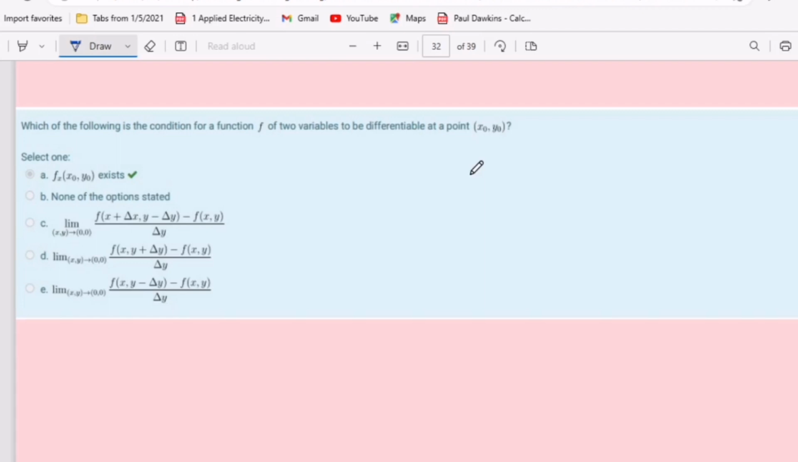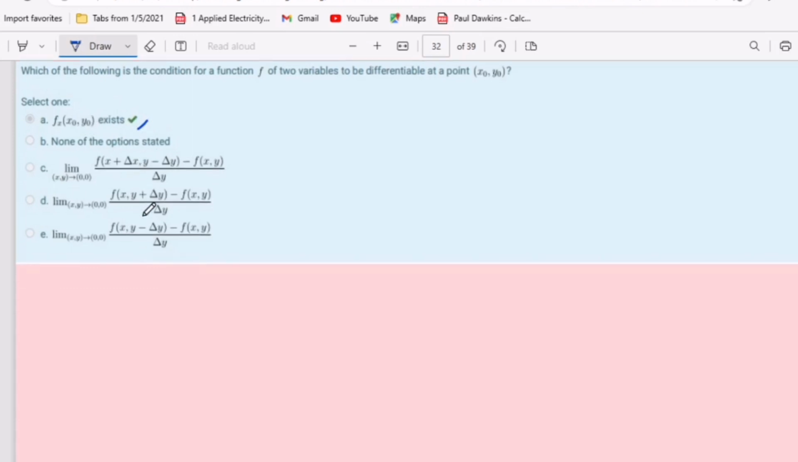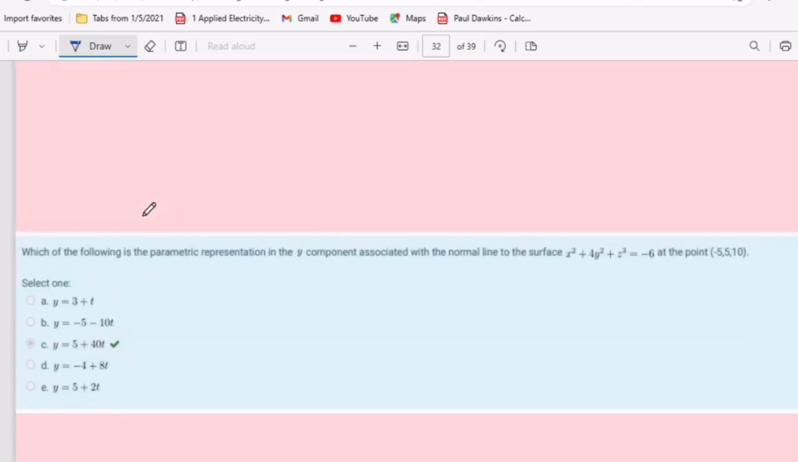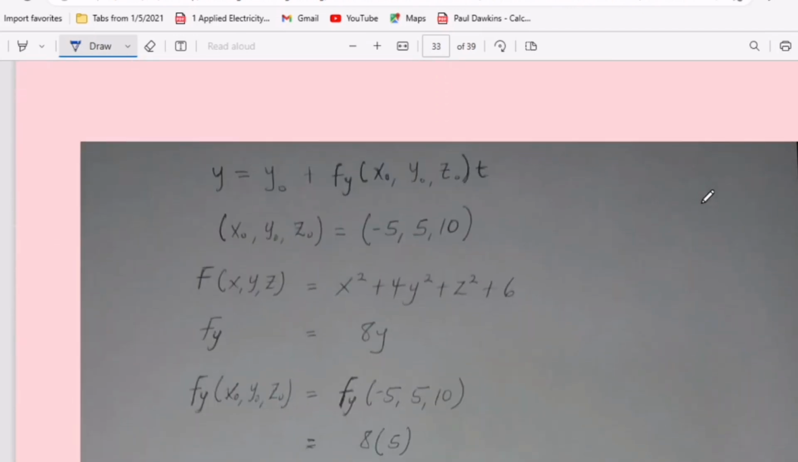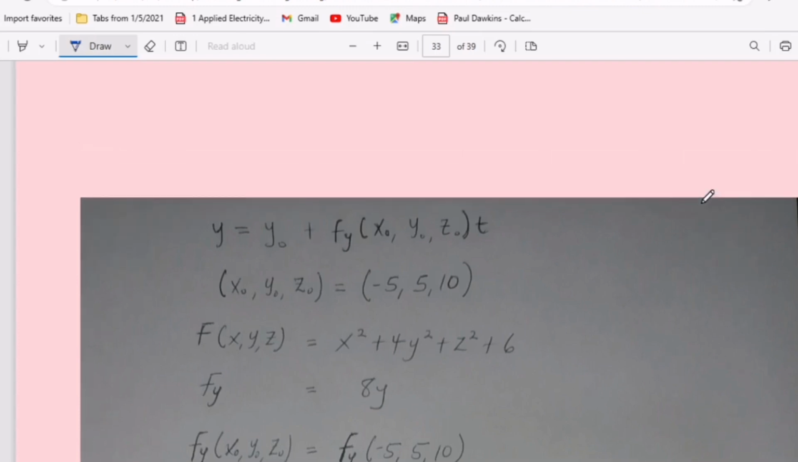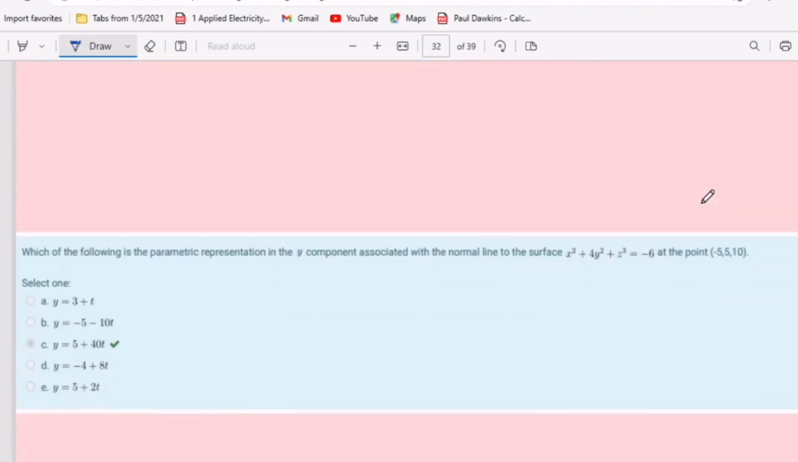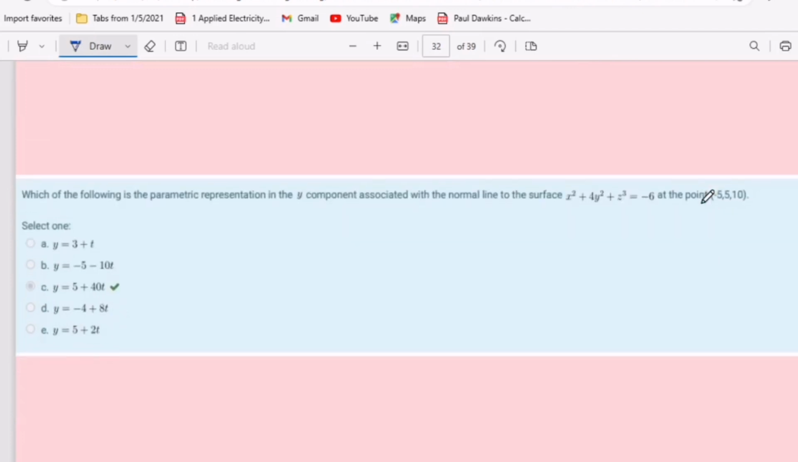Here it's just some concepts. Which of the following conditions is for two variables? You know that this is it. F of x and y is not this. This is it. They gave the answers. Which of the following parametric equations is associated with the line? Yes, parametric equation, that one you do. Don't worry, some of them I'm skipping, because when you get the chance to do it, you come back and see it, and you'll be able to solve it.